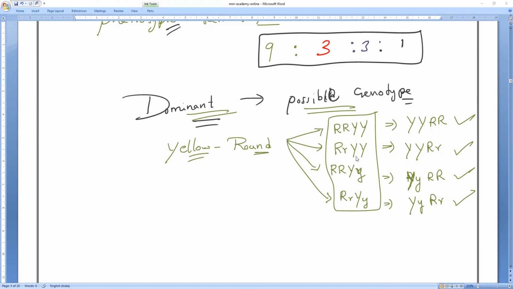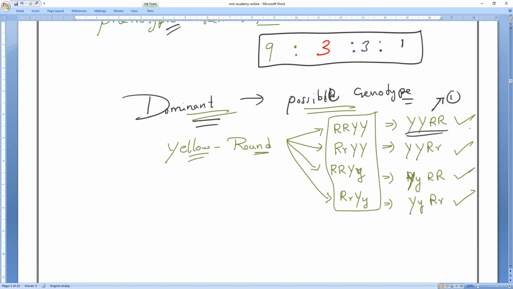No other possibilities. Do you understand what I'm saying? Clear, everybody? So always remember, in this they will ask you about pure. Pure means how many are there? Only one. Homozygous means only how many? Only one. That is all.